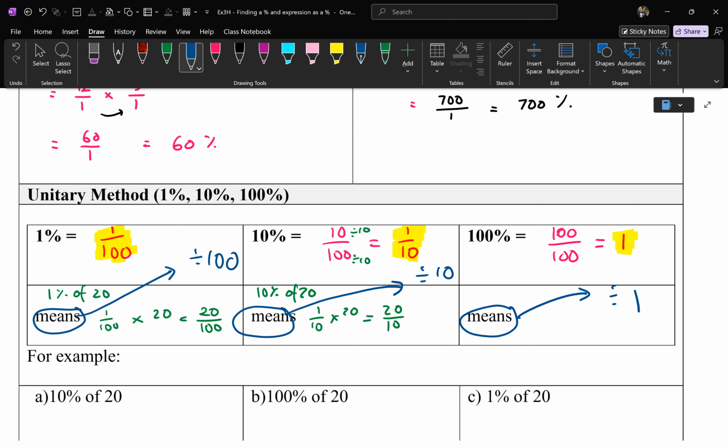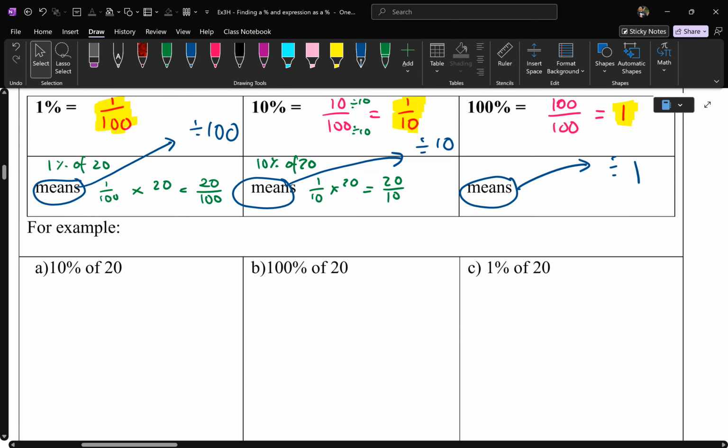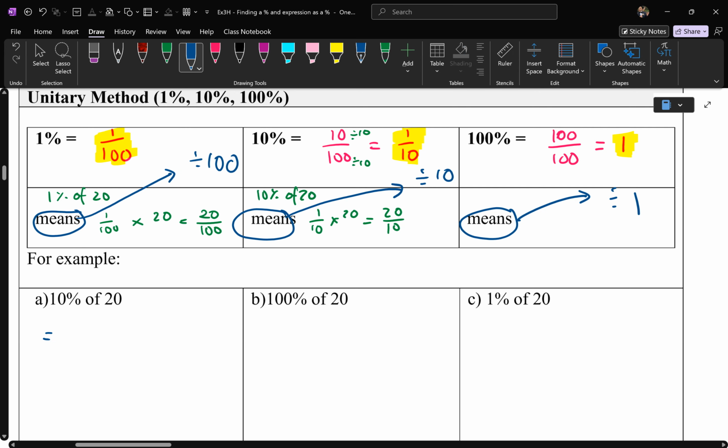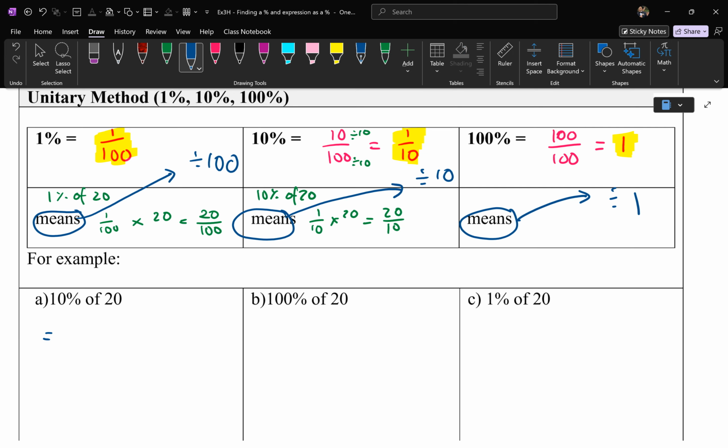Here we go. Now that we've got the unitary, let's do some examples so you feel a bit more confident. First one, 10% of 20. We just worked out 10% means divide by 10. Can you see here? When I say 10% of 20, you're just taking 20 divided by 10. That's 2. Let's do the next one. 100% of 20. See, 100% means divided by 1. So really you're saying 20 divided by 1. So 100% of 20 is just 20.